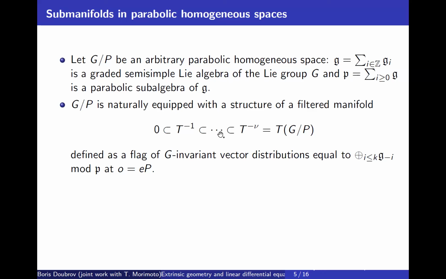So a filtered manifold is a smooth manifold equipped with a filtration of the tangent bundle, such that this filtration is compatible with the Lie bracket. So if you take a vector field inside T minus I and a vector field inside T minus J, take a bracket, it will end up inside T minus I minus J. A very typical example is a contact manifold, where the contact distribution defines T minus 1, and then T minus 2 will be the whole tangent space. Again, I don't want to spend much time on these basics.